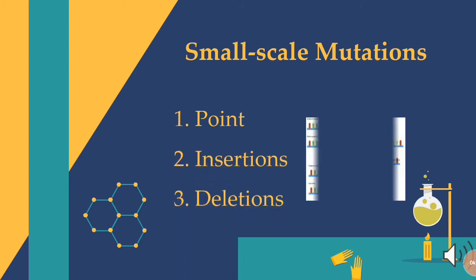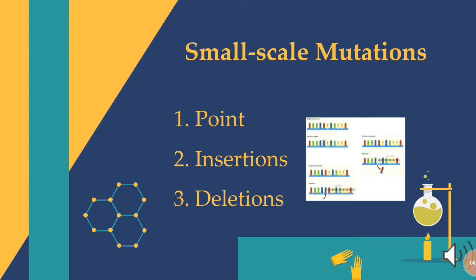For point, it is a single incorrect nucleotide that takes the place of the original nucleotide. This often happens during DNA replication. For insertions, it has one or more extra nucleotides that are inserted between two of the original nucleotides in a gene. Lastly, deletions include a single nucleotide or a short sequence, usually 2 to 3 nucleotides, that are removed from a gene.